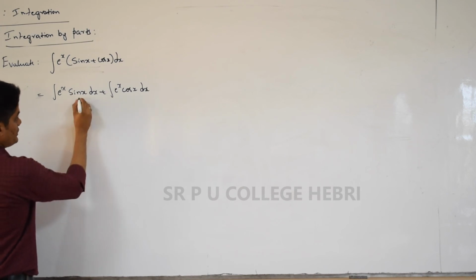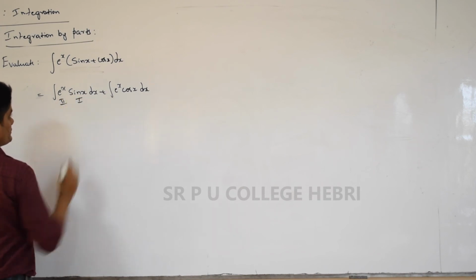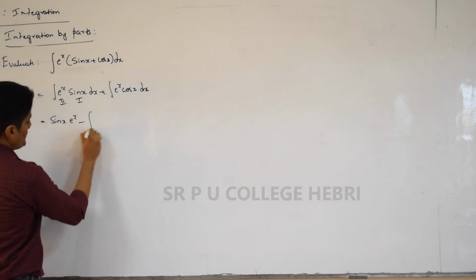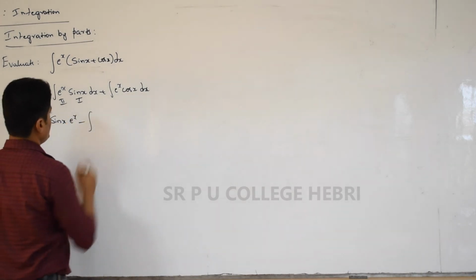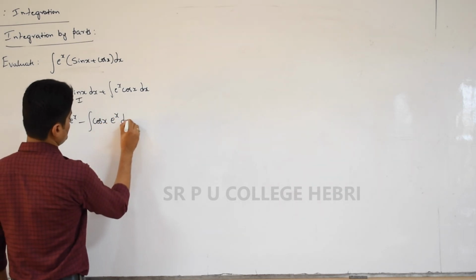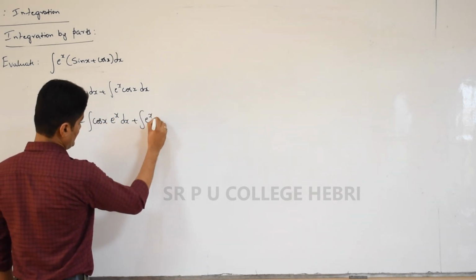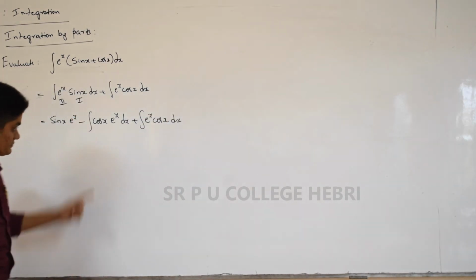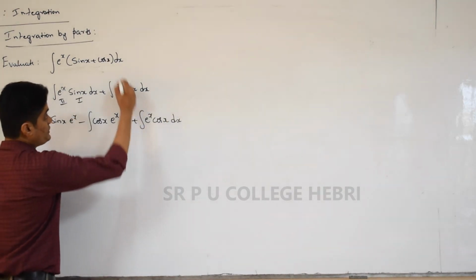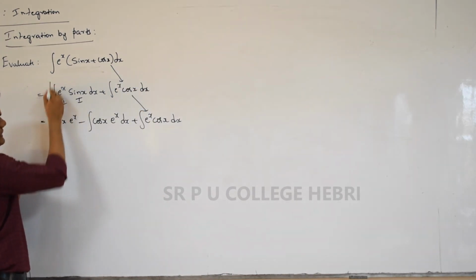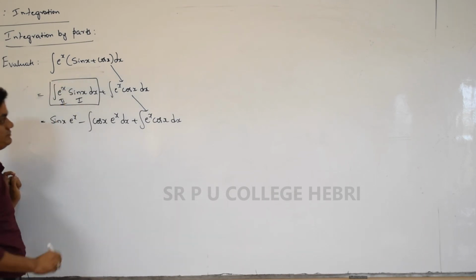So you take this as the first function, and this is the second function. So what happens? Sin x into e power x minus the differentiation of sin x, that is cos x, into e power x dx. You will keep the second term as it is. Don't apply integration by parts again, then it becomes very complicated. Why? Now observe carefully. If you keep the second term as it is, just apply integration by parts for the first term.